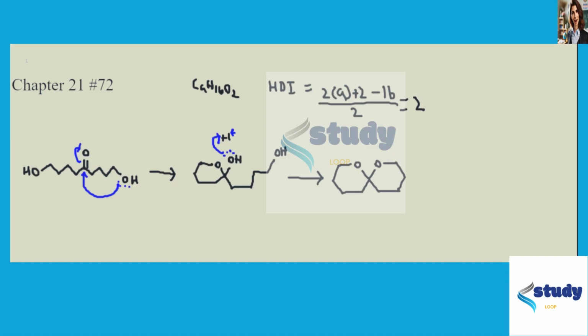And so that's how I would go about solving this. Calculate a quick HDI just to get a notion of what you're looking for, and then think about reactivities and things that we've learned in this chapter, and think about this in terms of its mechanism. Although, again, we were not asked to draw a complete stepwise mechanism, and that's how I would go about solving this problem. And that's the answer to chapter 21, problem number 72.